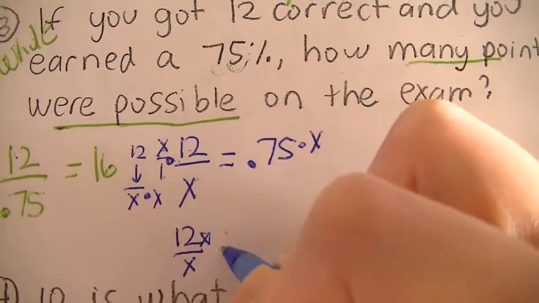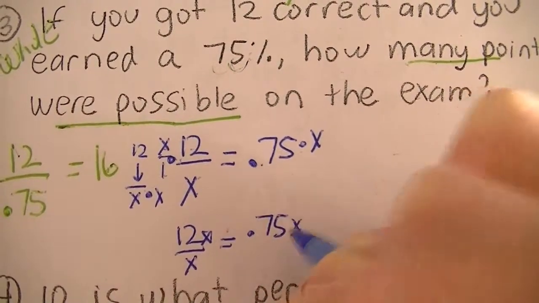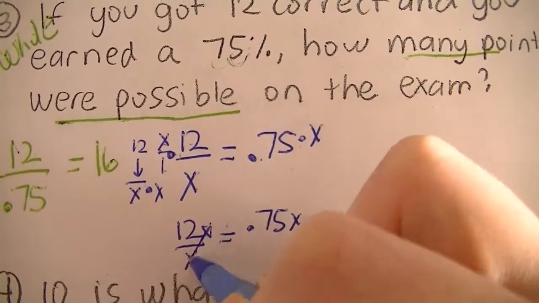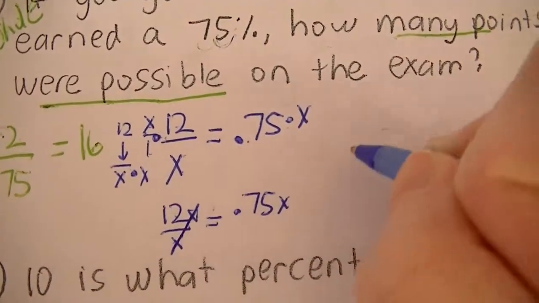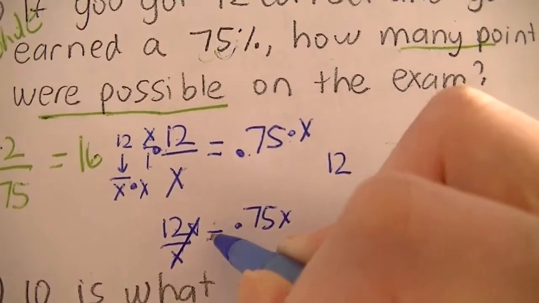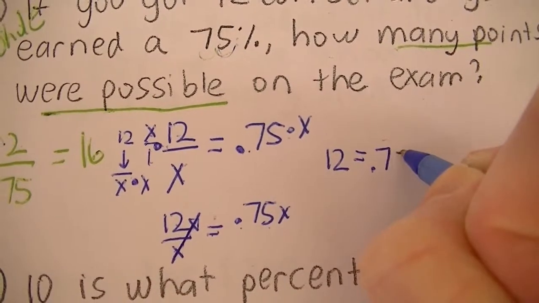Oops, I forgot there's 12x. Okay, and then 75/100 times x is 75/100 x. Okay, x divided by x is 1. 1 times 12 is 12. I'm going to write it over here. And then 75/100 times x is 75/100 x.